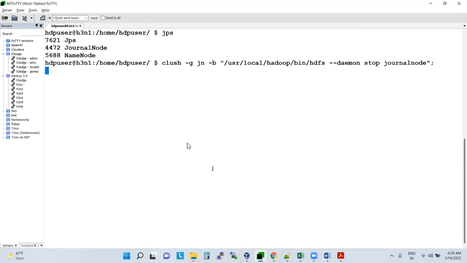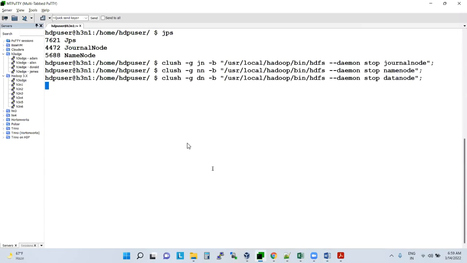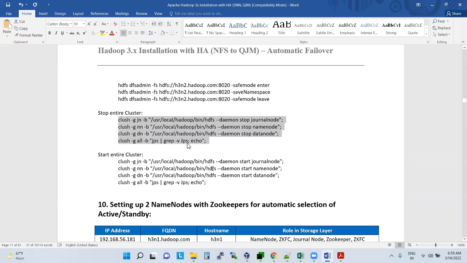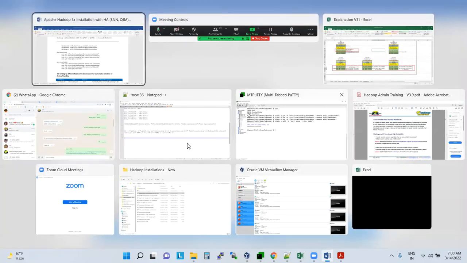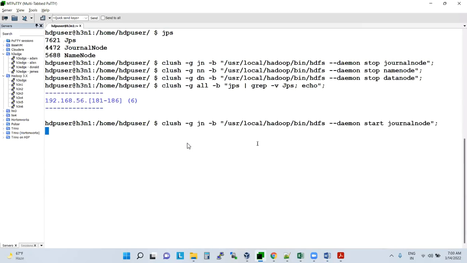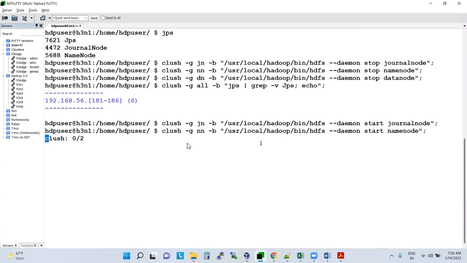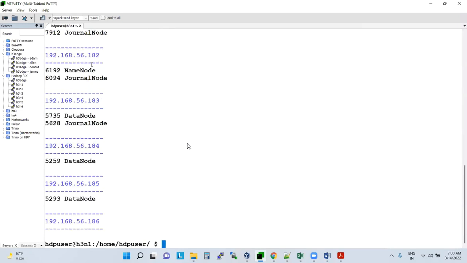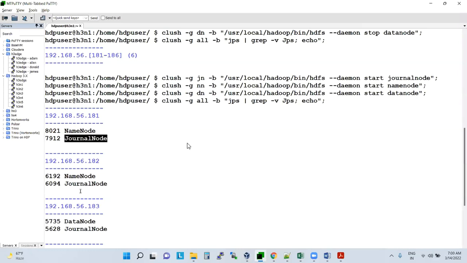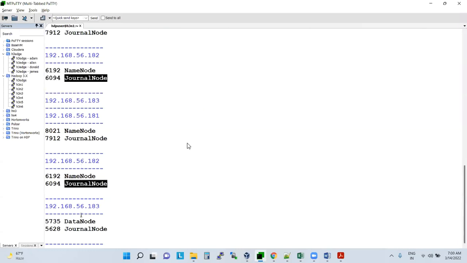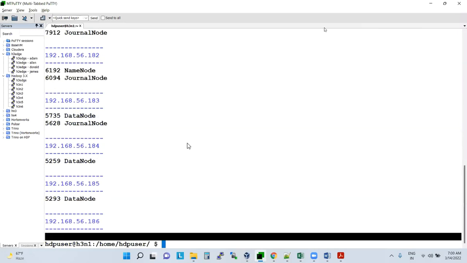I'll stop the entire cluster first. And now I'm starting the entire cluster here. Now if you see, you have 3 general nodes, and you have 2 name nodes, and you have 3 data nodes and 1 edge node.